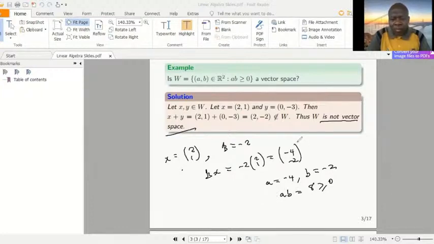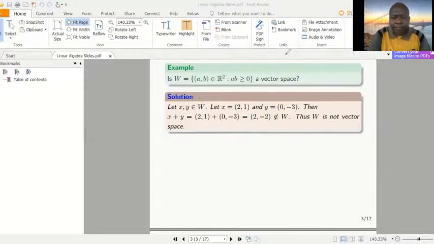But we needed just one to show that it's not a vector space. We've already shown that it's not a vector space. That was enough. So supposing that the second property had been accepted, we would have proceeded to show the third property, and if the third property is satisfied and the second property is satisfied and the first one is satisfied, then we would declare it a vector space. But this one is not a vector space, and we've already seen that. Now, let's look at the next example.